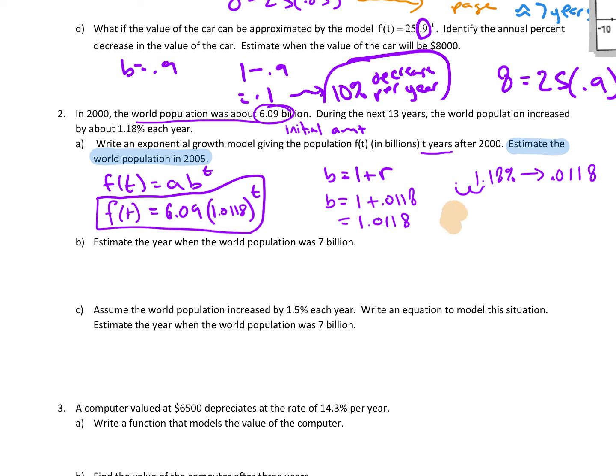So I would say f of 5 equals 6.09 times 1.0118 to the 5. Go ahead and type that in your calculator, and you should get 6.45789. Oh, look at that, 789. And so let's call that about 6.5 billion. 2 decimals seems appropriate here because these are billions. So we would say about 6.46 billion people.